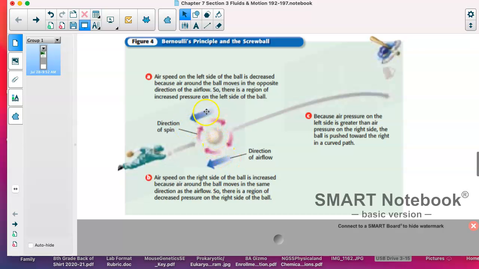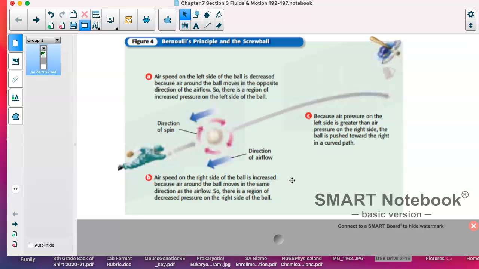So the direction of the spin is, as you can see, the blue arrow is kind of the air, and then the purple in the middle is the direction of the spin. So the ball's spinning this way, and the air is traveling, obviously, that way. So the airspeed on the right side of the ball gets increased because the air around the ball moves in the same direction as the airflow. So there's a region of decreased pressure on that right side.